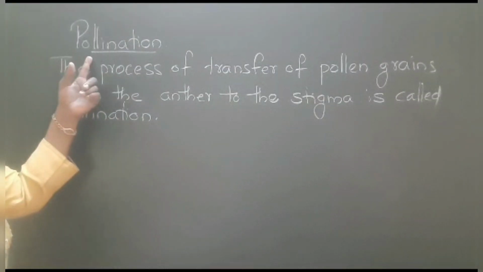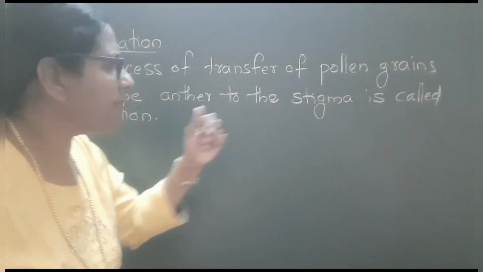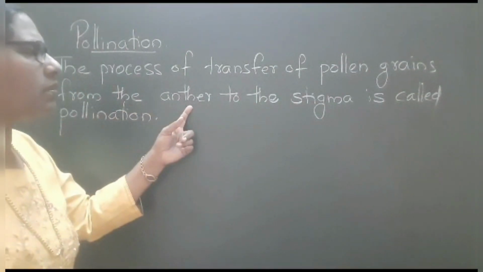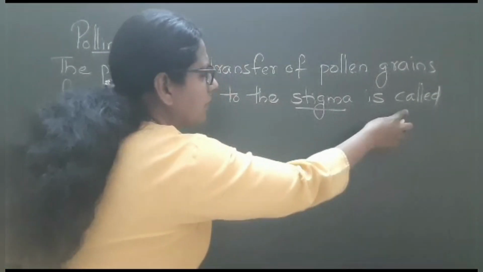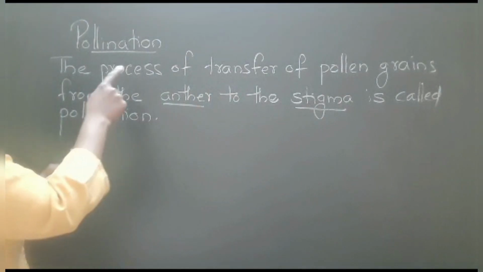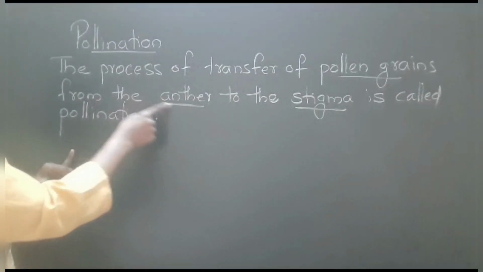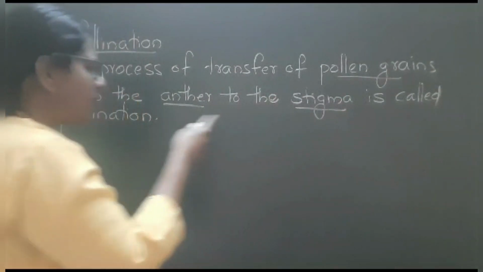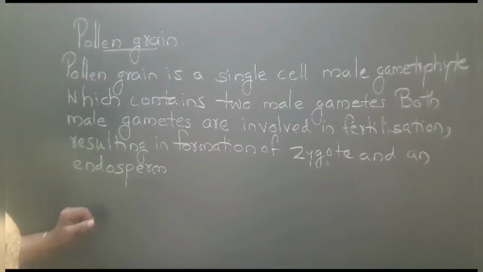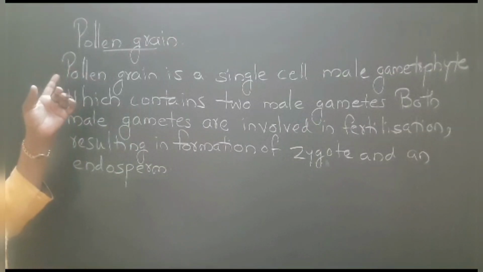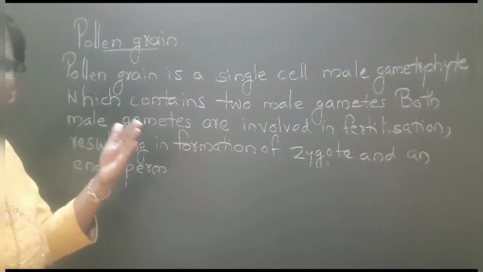What is pollination? The process of transfer of pollen grains from the anther to the stigma is called pollination. We learned in pollination, pollen grains are transferred from the anther to the stigma.